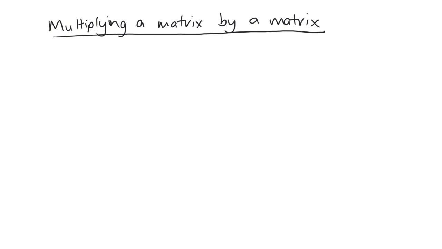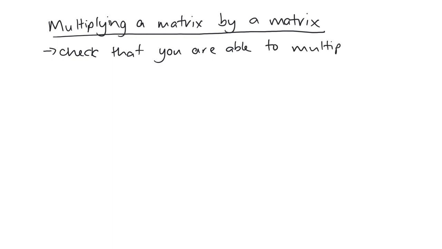So we'll look now at multiplying a matrix by a matrix. This is the only thing that is a wee bit tricky within matrices. So the first thing to do whenever you're multiplying a matrix by a matrix is to check that you are able to multiply them together.